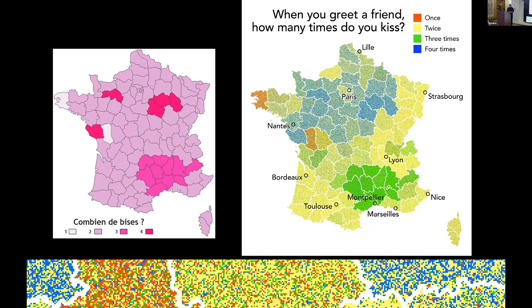And it's very instructive, I think, to compare that regional minority in the north to the much more tightly bounded regional minority of three kisses in the south. So this is a strategy of treating these jigsaw puzzle shapes not as homogeneous, but as containers of pluralism and diversity.